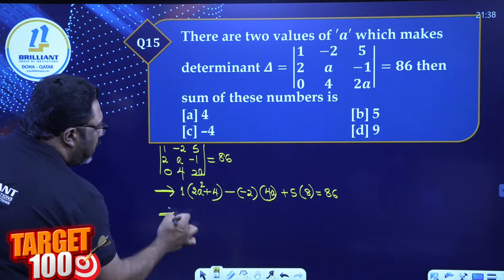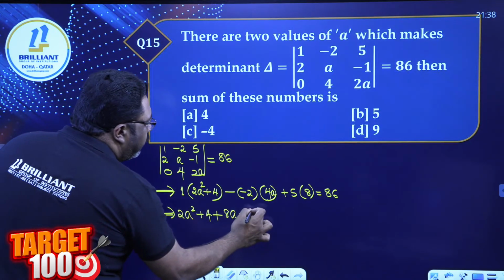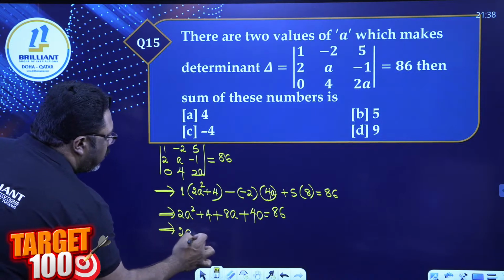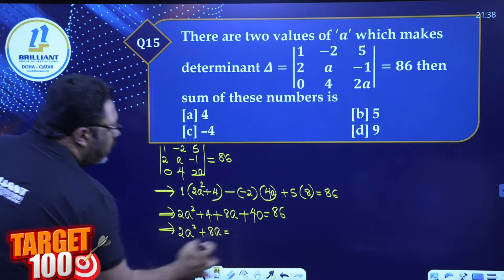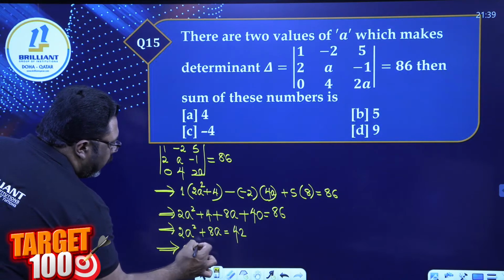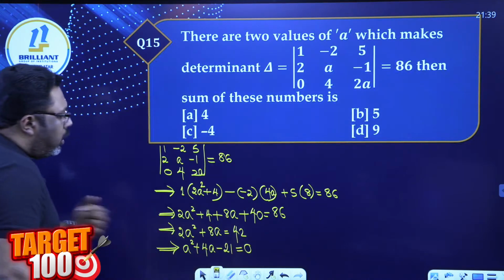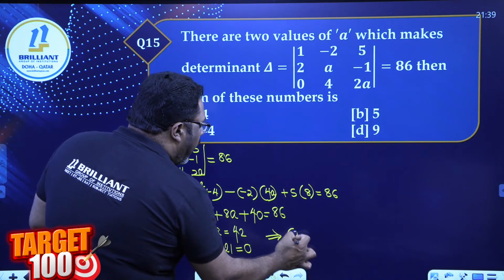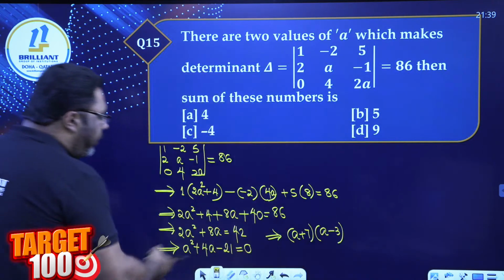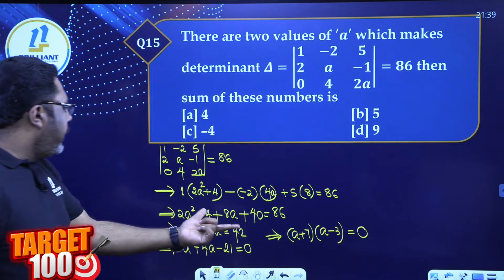Let's try to solve it. This is going to be 2a squared plus 4 plus 8a plus 40 equal to 86. Solving this, we get 2a squared plus 8a is equal to 44. Taking it to the other side, it becomes 42. So it's a quadratic equation now: a squared plus 4a minus 21 equal to 0. You have to factorize this quadratic equation as a plus 7 and a minus 3. Equal to 0. a plus 7 and a minus 3.